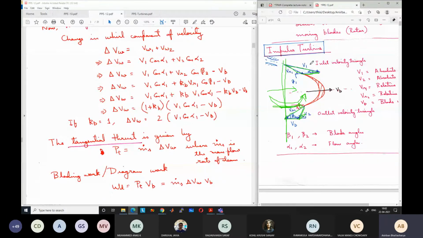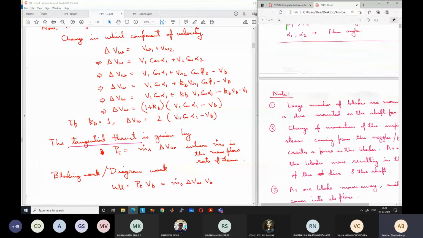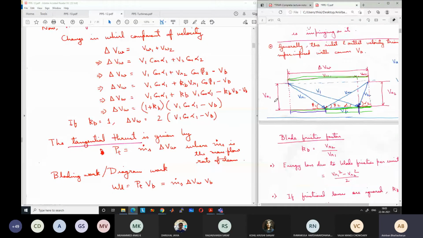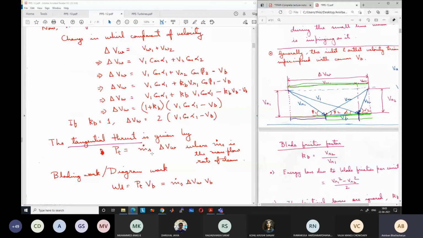Although V1 and alpha 1 can be varied to optimize delta VW, and we will do that, we will calculate the optimum relation between V1 and VB, these are properties of the nozzle. Anyway, so this is delta VW. So the tangential thrust can then be given in terms of change of momentum: mass flow rate into the change of velocity in the wheel direction. If m dot s is the mass flow rate of steam per unit time, we can write tangential thrust Pt as m dot s into delta VW.